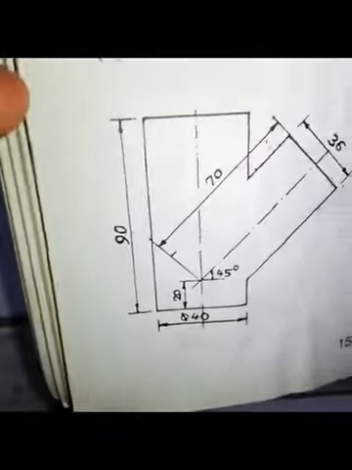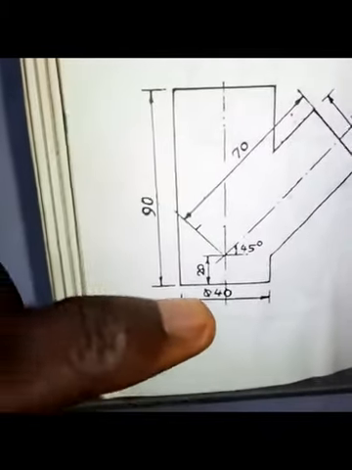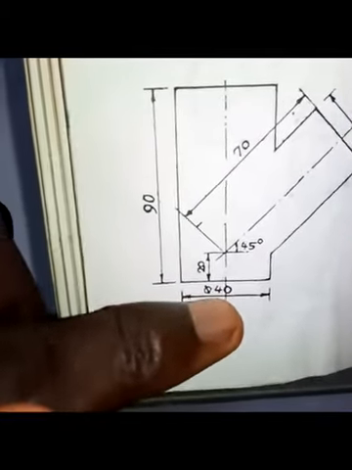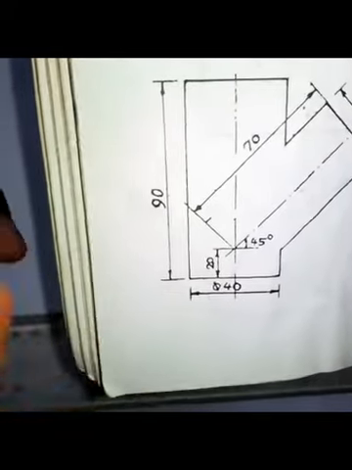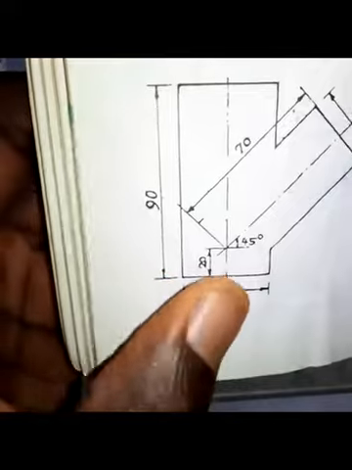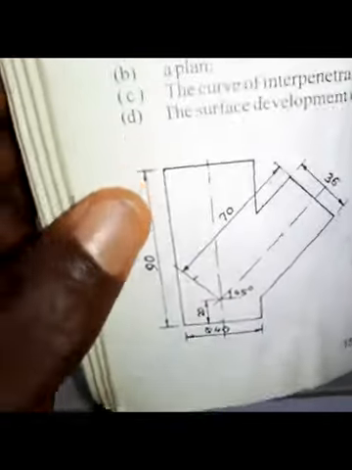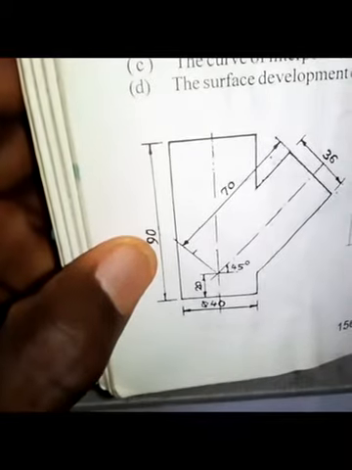So we have the vertical cylinder. This is a vertical cylinder. The diameter of the vertical cylinder is 40 mm. This is a symbol for diameter. So the diameter of the vertical cylinder is 40 mm, and the height of the cylinder is 90 mm.